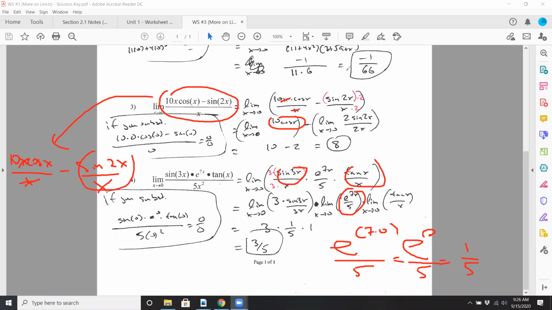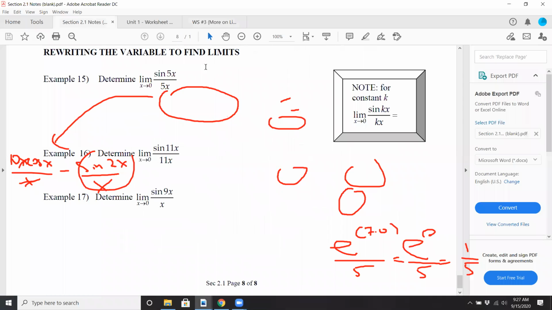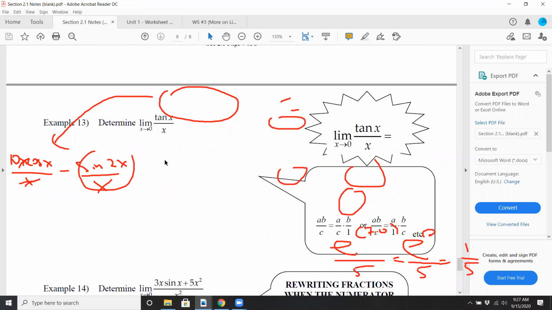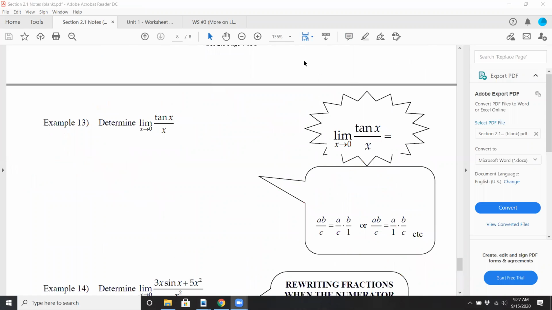Is it always the case that the limit as x approaches 0 of tan x over x equals 1? Yes, just like sine x over x. So remember our notes over here. Let me clear my screen. Yes, they'll always equal 1. And that's just something we investigated in the video for the last 2 pages of 2.1. Okay, so that covers the rest of the worksheet.